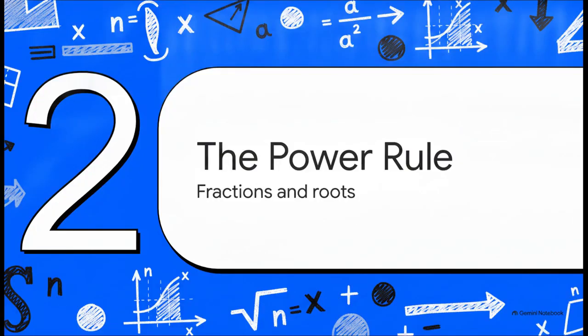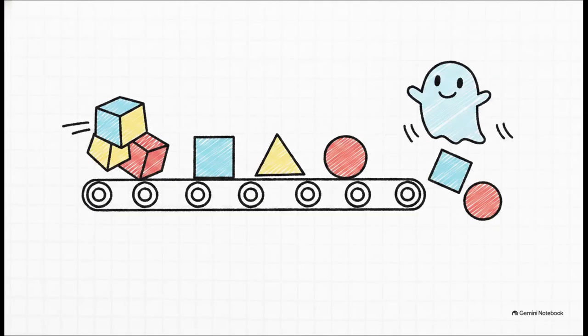Moving right along to section 2, mastering the power rule, leveling up with fractions and roots. Let's see how this works with some actual problems from the Lesson 19 set. Take problem 1, the integral of 2x minus 3 dx. Because integration is linear, just like differentiation, we can tackle this term by term. We can even pull constant multipliers right out of the way. So let's look at the 2x.